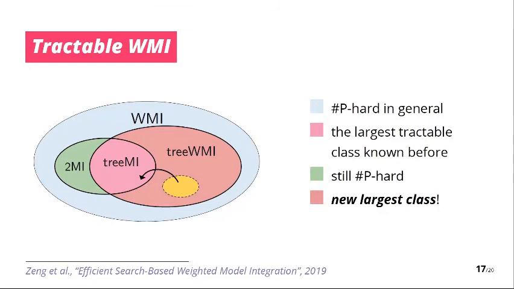To summarize, our proposed solver MPWMI is able to deliver efficient inference for the class of WMI problems whose graph has tree structure and whose weights satisfy the tractable weight conditions. We call this class tree-WMI. And it turns out that this class contains the largest tractable class known before and is the new largest class.